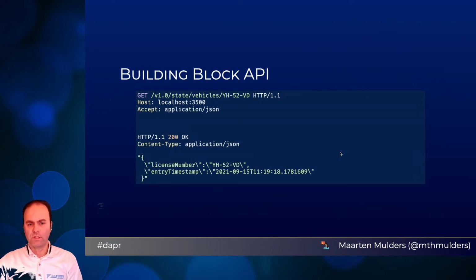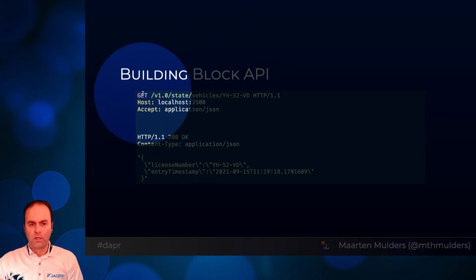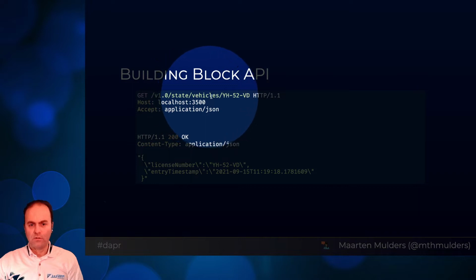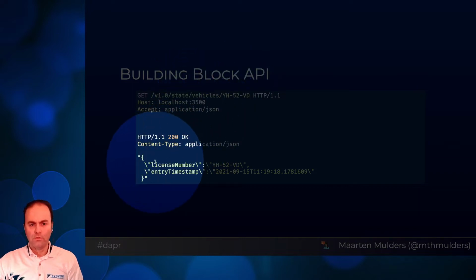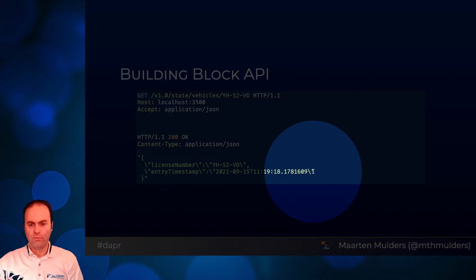A second endpoint of the same state API is this one. You can perform a get on v1 state, then again the name of the state store, and then the key for which you want to retrieve the value. And you will be answered with the value that you have stored before.